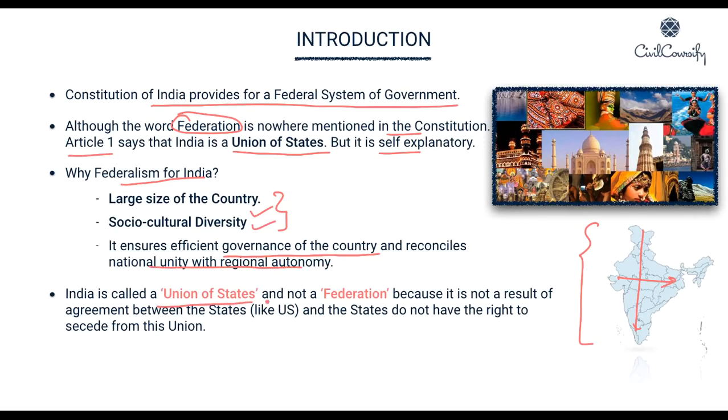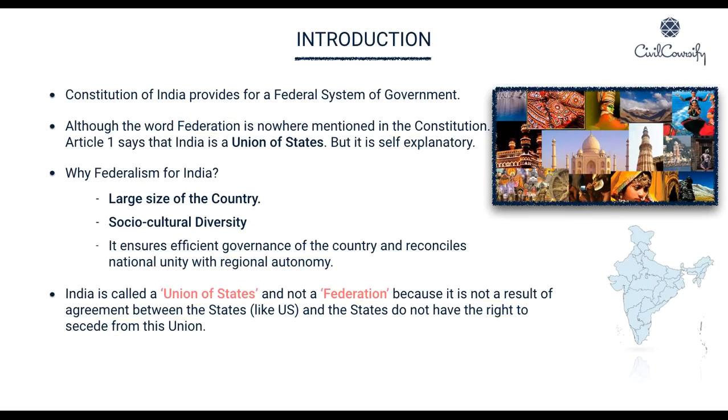India is called a union of states and not a federation because it is not a result of agreement between the states, like in the US, and the states do not have the right to secede from this union. As we know, there are so many states in India which can be altered or they can be merged. Their boundaries can be altered by the center, but the states do not have the right to secede from the Union of India and form a separate country.